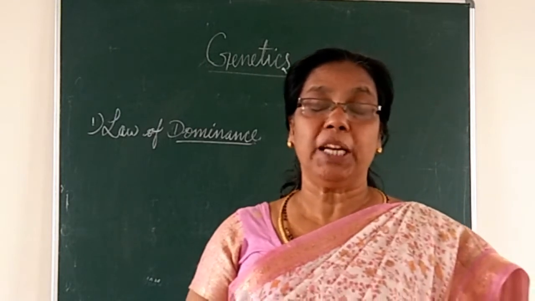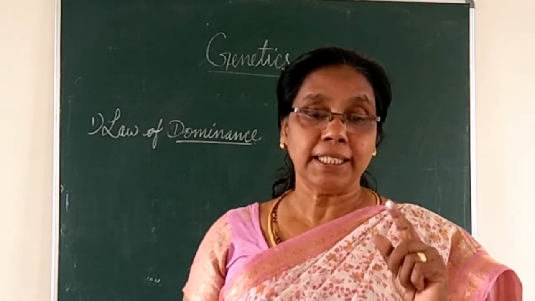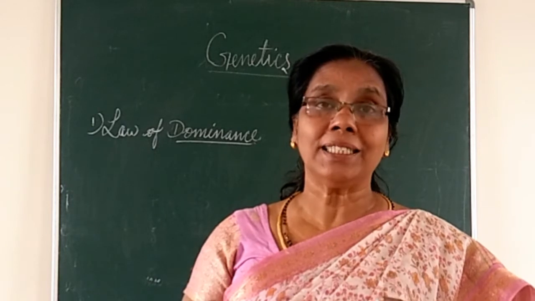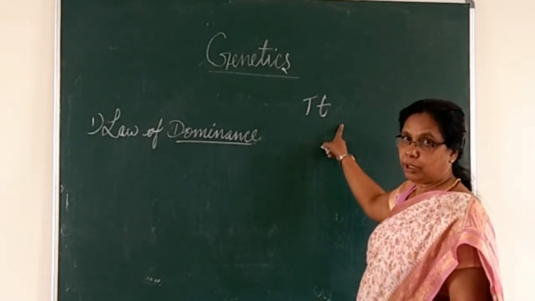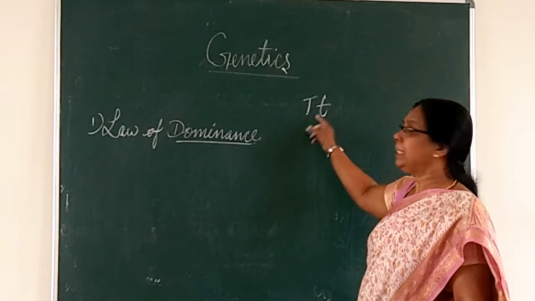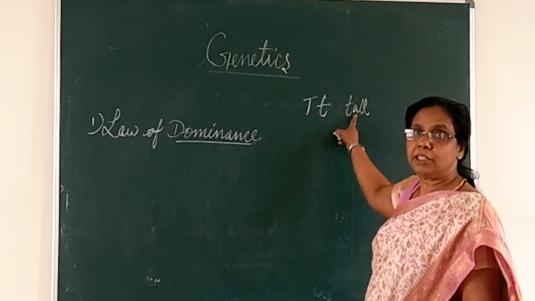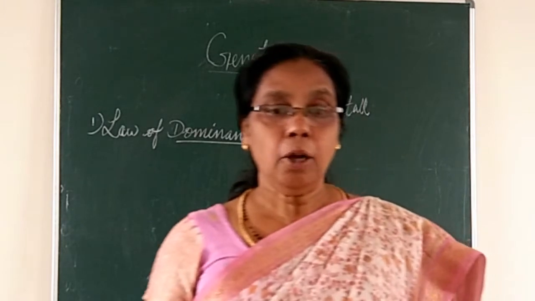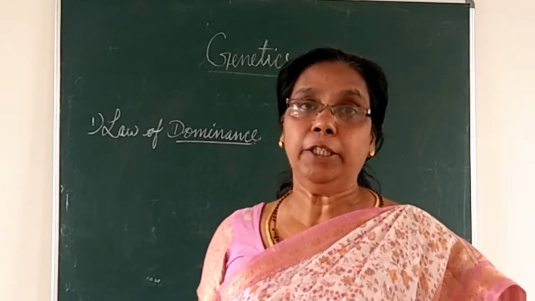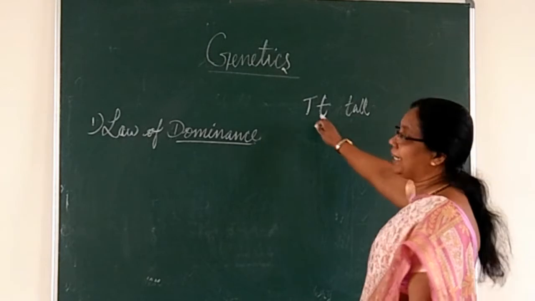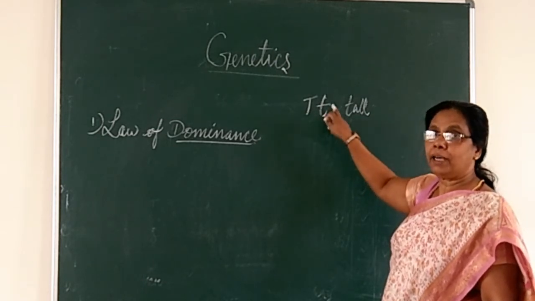So out of these experiments, the first law is called the law of dominance: out of a pair of contrasting characters present together, say for example capital T and small t, what type of plant is this one? Yes, of course, it's a tall plant. So when these two contrasting characters are present together, what will happen? Always one will express itself, whereas the other remains suppressed.